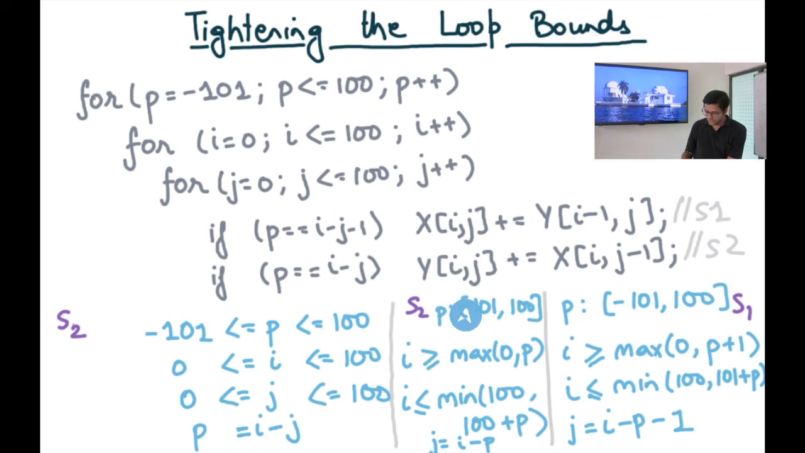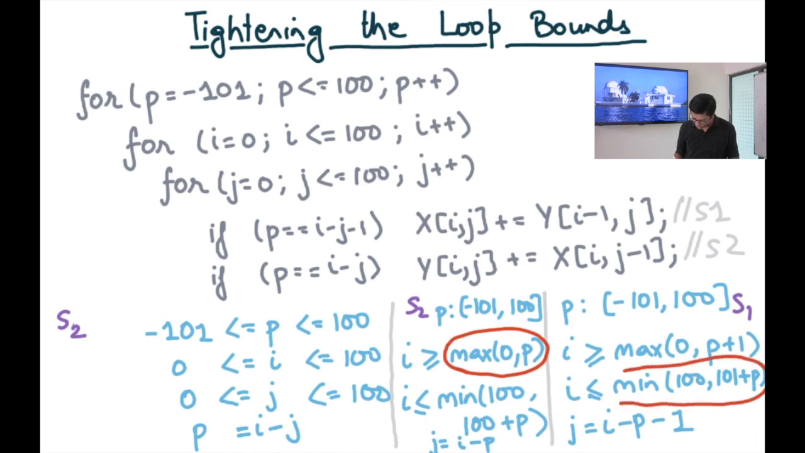Well, on the first dimension P, they are identical, so I don't have to do anything. On the second dimension, I just basically take the most liberal answer. So which is more liberal, max 0 comma P or max 0 comma P plus 1? Max 0 comma P is the one that accommodates more values, right? Because P is smaller than P plus 1. And so max 0 comma P now becomes our lower bound for I. And similarly, which is more liberal on the upper bound, min 100 comma 100 plus P or min 100 comma 101 plus P? It's min of 100 comma 101 plus P, which is more liberal. It accommodates more values. And so this is the lower bound for I and this is the upper bound for I.